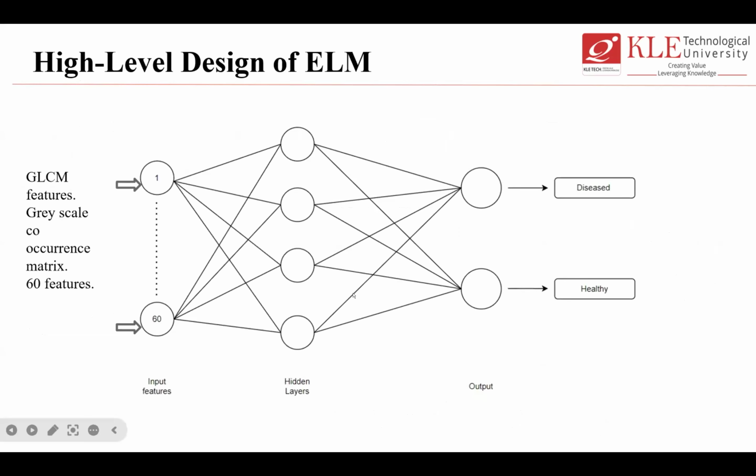This is the high-level design of ELM, where this is the input layer, and this is one single hidden layer. The input layer is interconnected to all the hidden layers, and from here it gets processed and goes to the output layer, and here we can identify whether it is diseased or healthy.